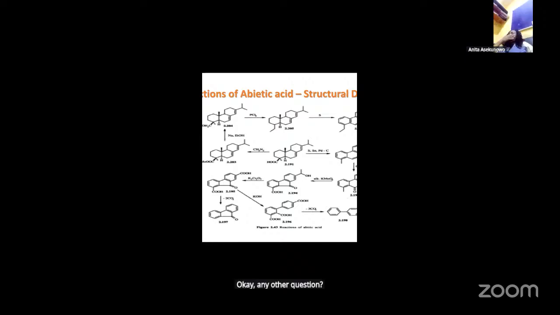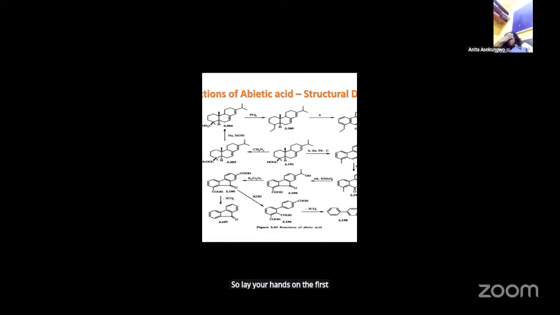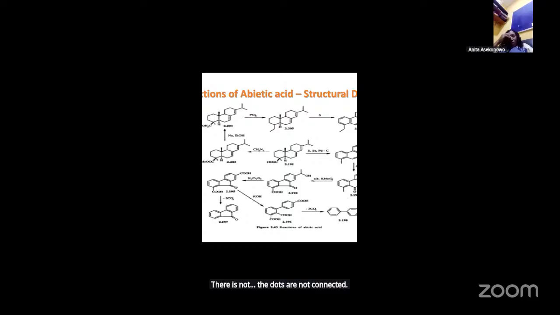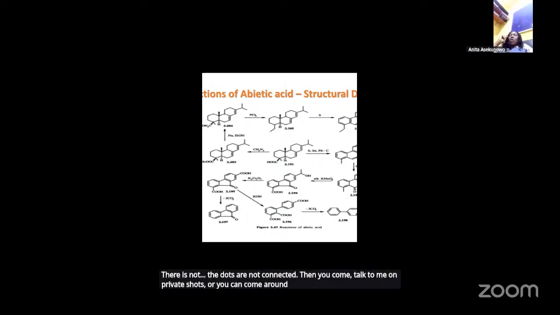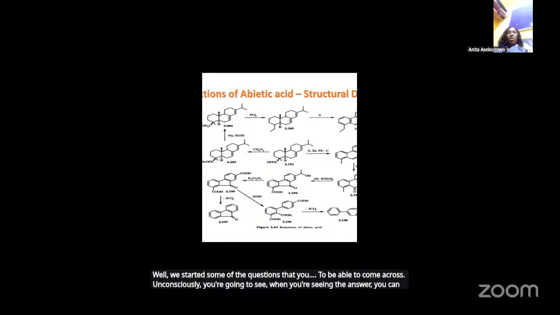If you go and lay your hands on past questions, this particular 844 is a very easy course, it's not difficult. So lay your hands on the past questions. And if there's something you see where the dots are not connecting, then you can talk to me on private chat, or you can come around if you're in school. So that's how to pass exams: know the mode of asking questions and know what your lecturer is expecting. It's even good to go through past questions before you start reading. When you start reading, you will unconsciously come across some of the questions, and when you see the answer, you will be able to relate.